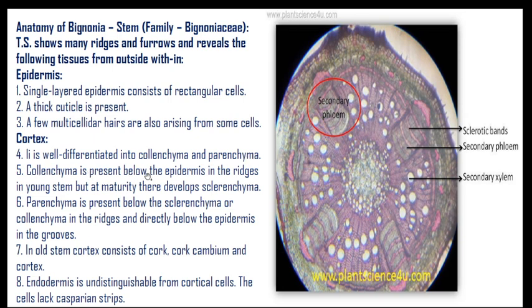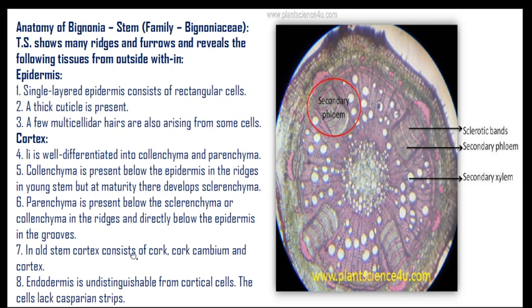Collenchyma is present below the epidermis in the ridges in young stem, but at maturity they develop into sclerenchyma. So these are the thick walled sclerenchyma, and these are the secondary phloem which are in a green color. Parenchyma is present below the sclerenchyma or collenchyma in the ridges and directly below the epidermis in the grooves. So here is the position of sclerenchyma.